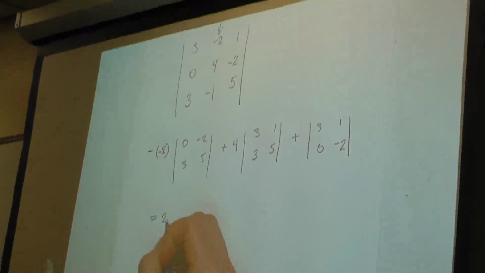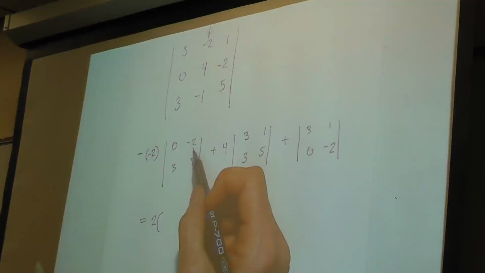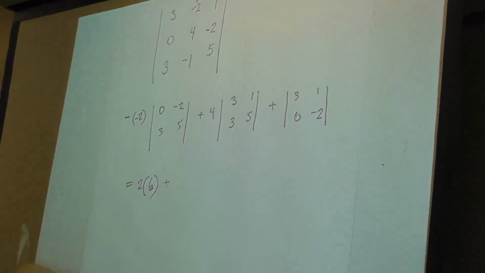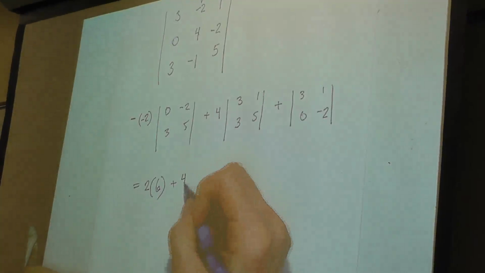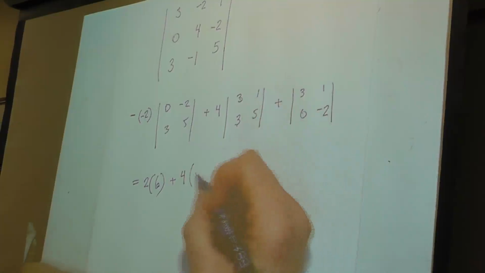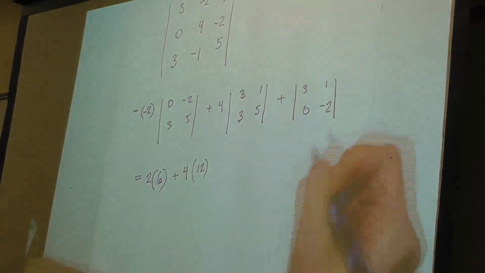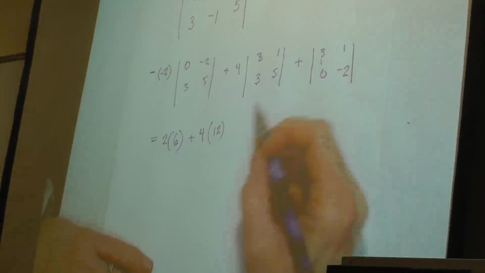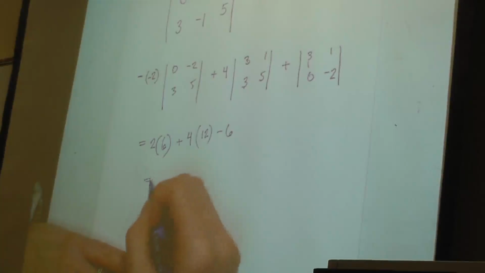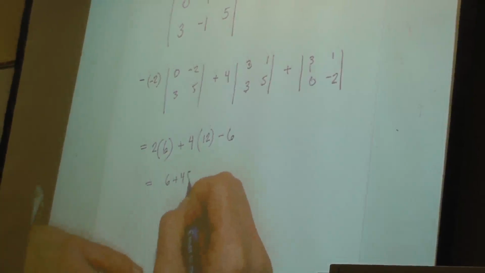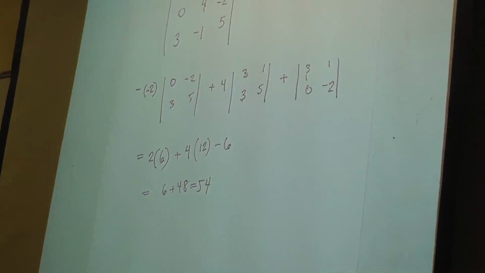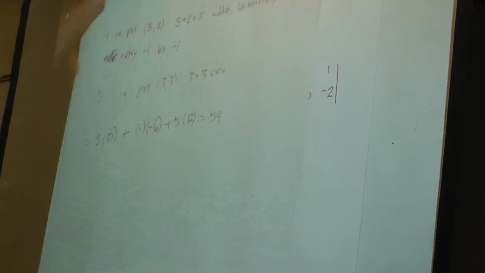So this is 2 times, so 0 minus a -6 is +6. Plus 4 times, so 15 minus 3 is 12. Minus 6. So this is 6 plus 48, which is 54, which, voila, is the same exact number as I got over here.